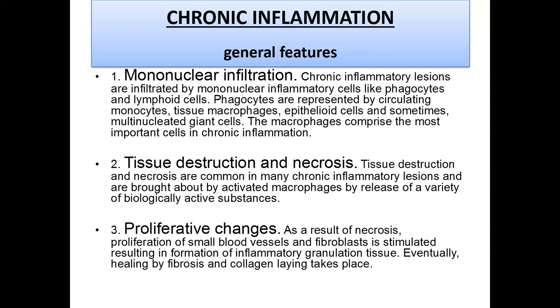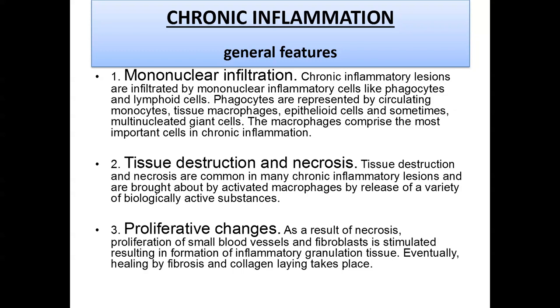General features which can help us to make the right diagnosis of chronic inflammation are as follows. Mononuclear infiltration. Chronic inflammatory lesions are infiltrated by mononuclear inflammatory cells like phagocytes and lymphoid cells. Phagocytes are represented by circulating monocytes, tissue macrophages, epithelioid cells, and sometimes multinucleated giant cells. The macrophages comprise the most important cells in chronic inflammation. Please remember that.